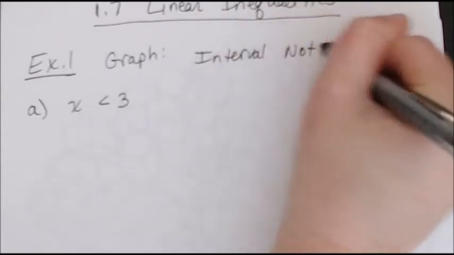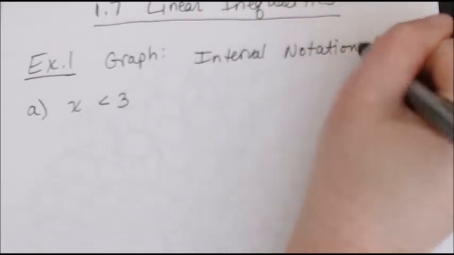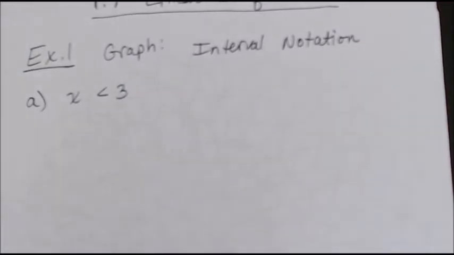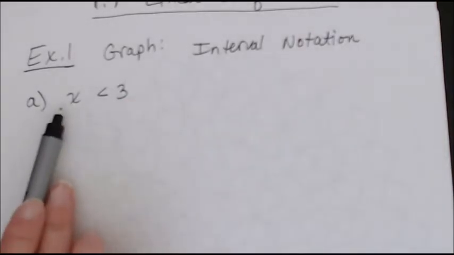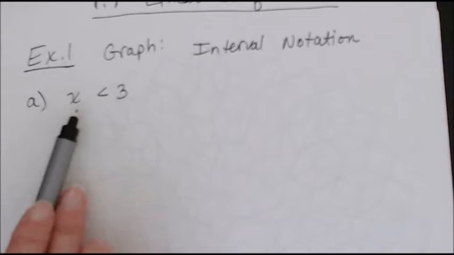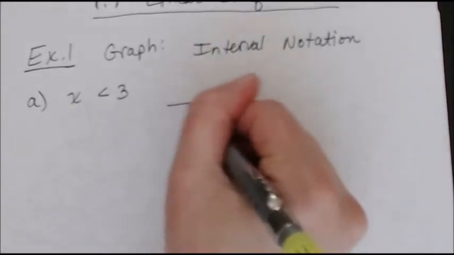You may or may not have done interval notation before, but it's going to come up a lot in this and then really in the next chapter. So let's do a little practice with that. First, let's talk about graphing this. The solution to this is a number line inequality. This represents all real numbers that are less than 3. So x is less than 3. We want all numbers that are less than 3.